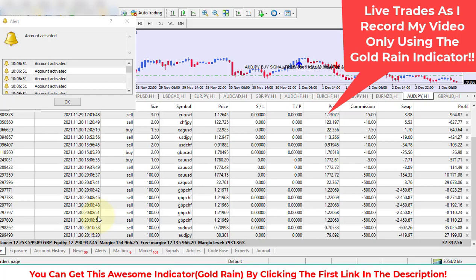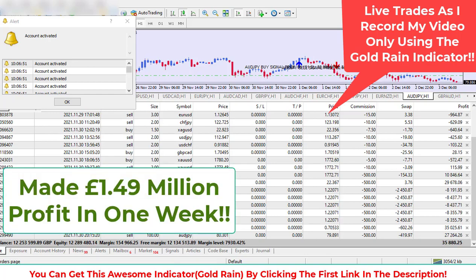Well, I made almost 1,494,000 from Monday, which was the 29th, all the way here. These trades were on the 30th, so not really long ago, like 4 days ago.